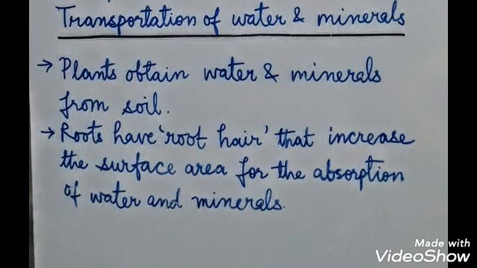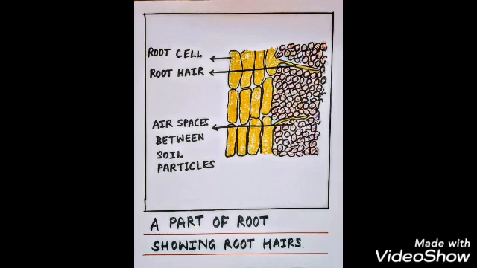Now, transportation of water and minerals, how does it take place? Let us see. Plants obtain water and minerals from the soil. Roots have root hair that increase the surface area for the absorption of water and minerals. Let us see this by a diagram.